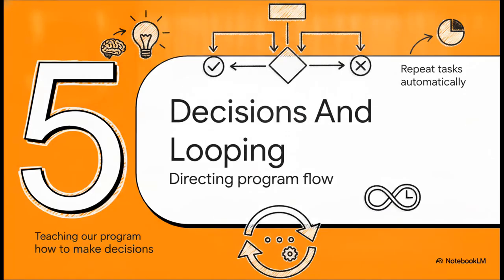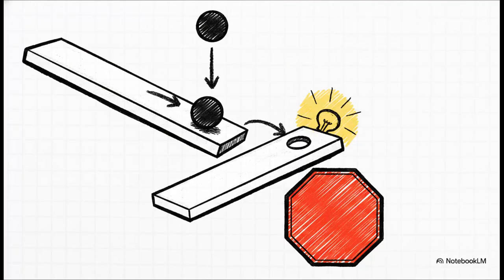And that brings us to section 5, making decisions and looping. This is how we direct the flow of the program. This is where things get really cool, because we're teaching our program how to make actual decisions. The first way we control flow is the if, elif, else cascade. This lets the program choose different paths based on certain conditions.